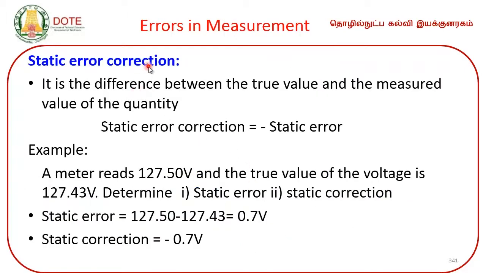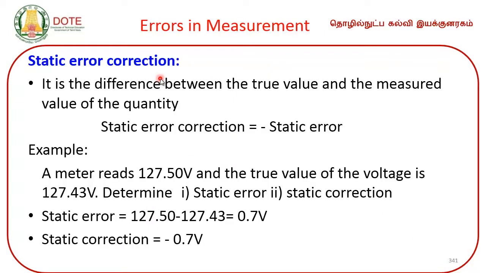Static error correction. So once we know the static error value, what is the static error correction? Opposite of the error, that is the difference between the true value and the measured value of the quantity, that is static error correction. What is static error? Measured value minus true value. What is static error correction? True value minus measured value. Okay, opposite. So static error correction is nothing but minus static error.